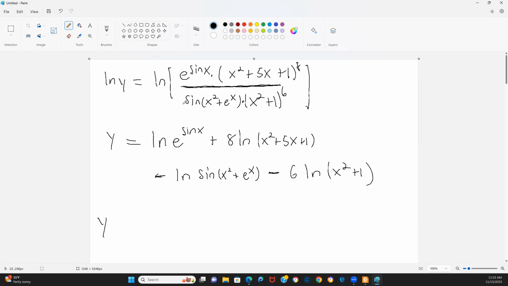And then, oops, sorry, this is ln of y. Now ln and this e, they cancel because they're inverses of each other, so we get sine of x. And that's pretty much it. You can't really simplify this any further. So let me just write it down again, and then we'll differentiate.